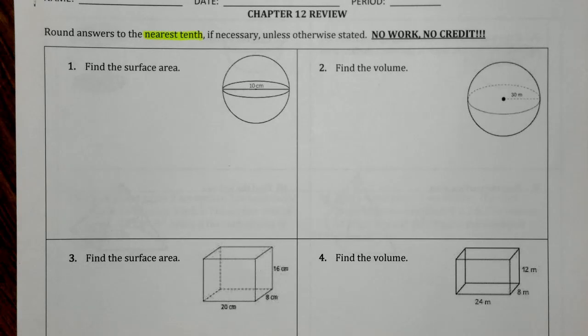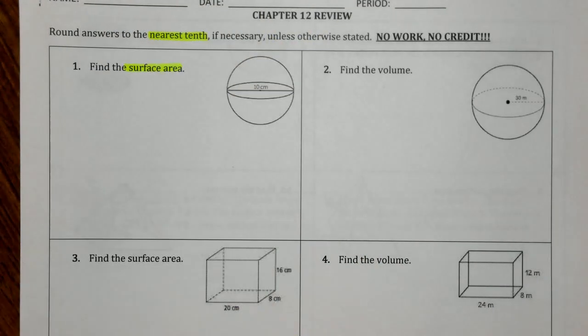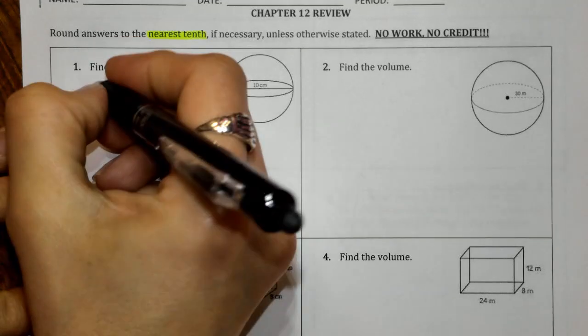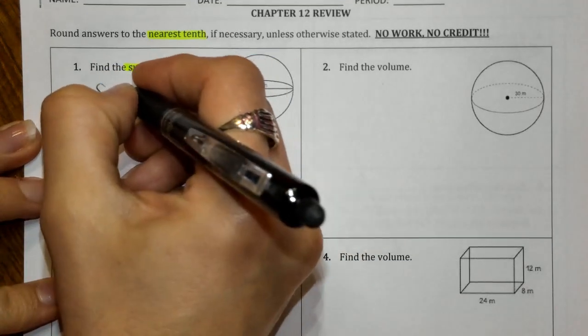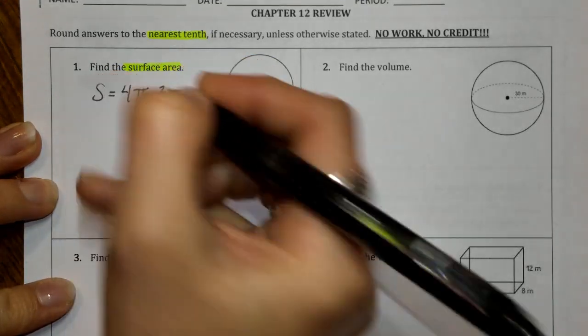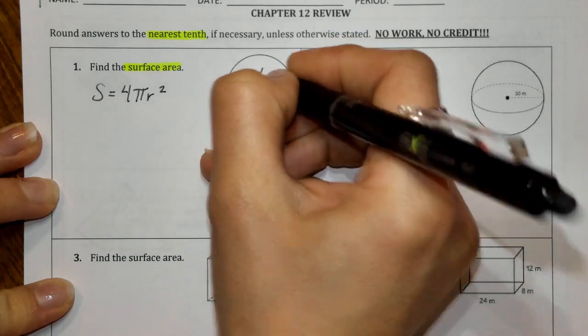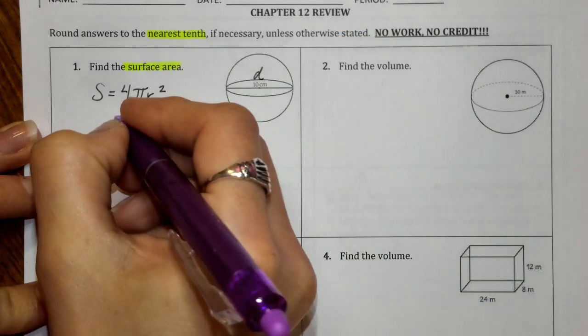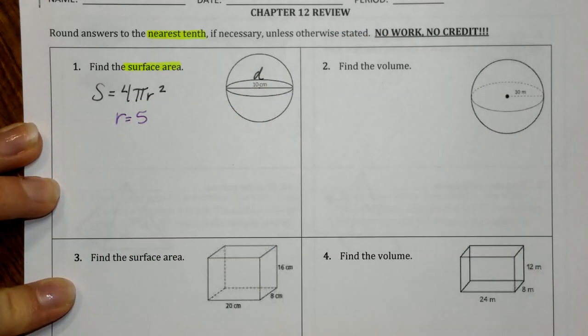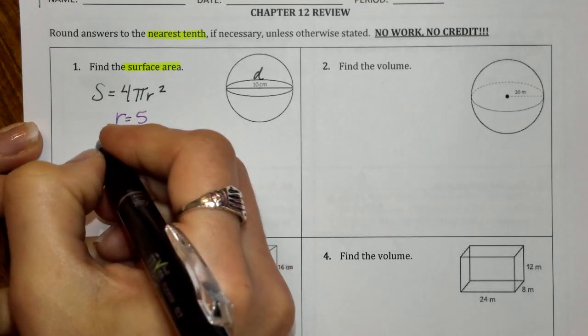So the thing with the review is you need to make sure, are you looking at surface area or are you looking at volume? You have to be very, very careful with this as well as on the test. Here we're looking for surface area. So your formula for surface area of a sphere was 4 pi r squared. So here they have given us the diameter of 10, so we need the radius, and that will be 5. So we plug everything in.